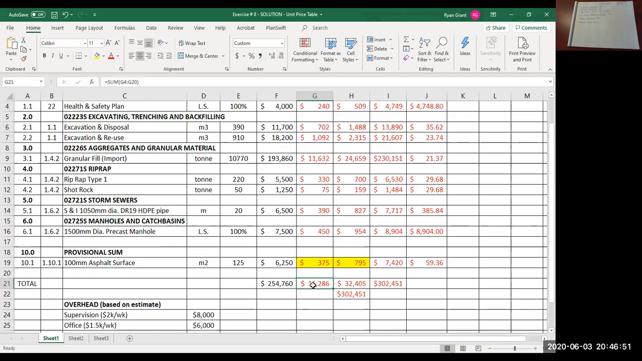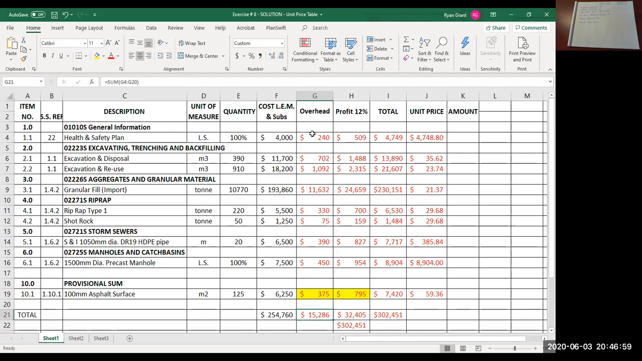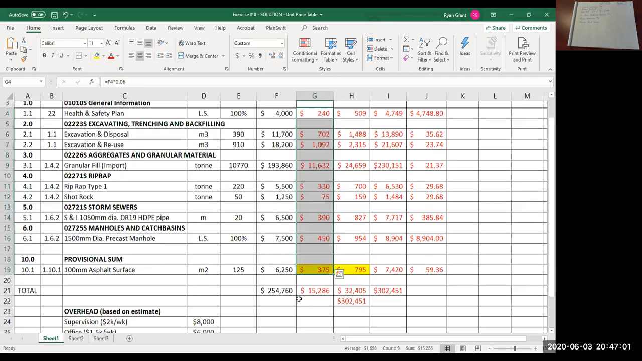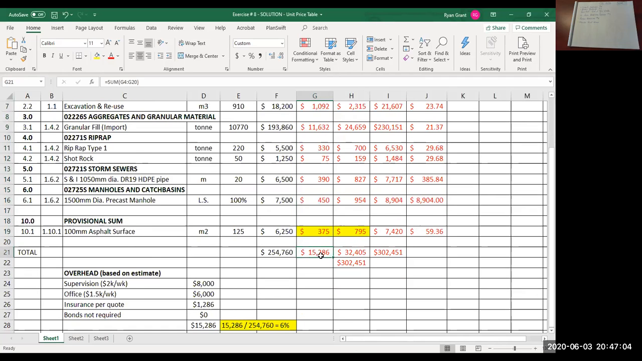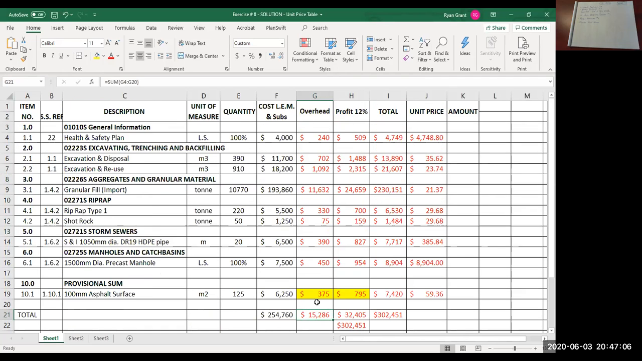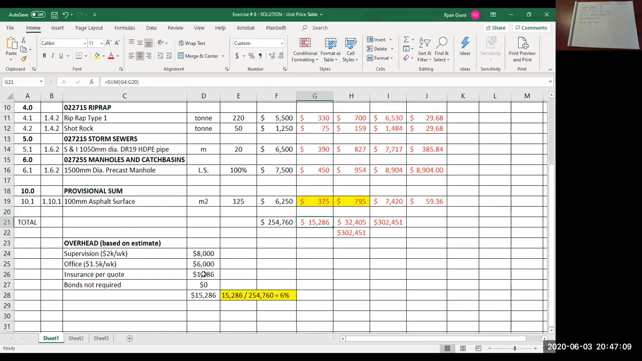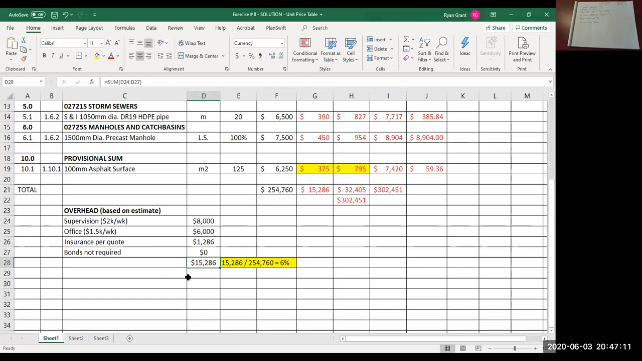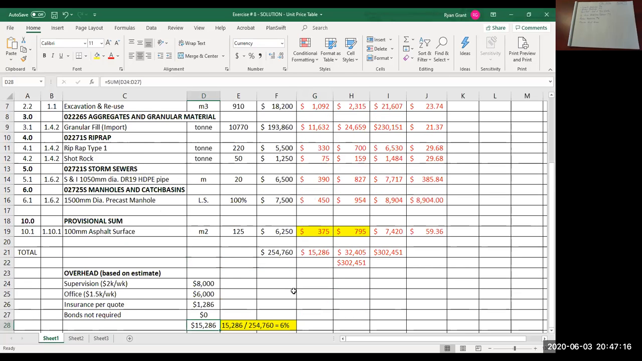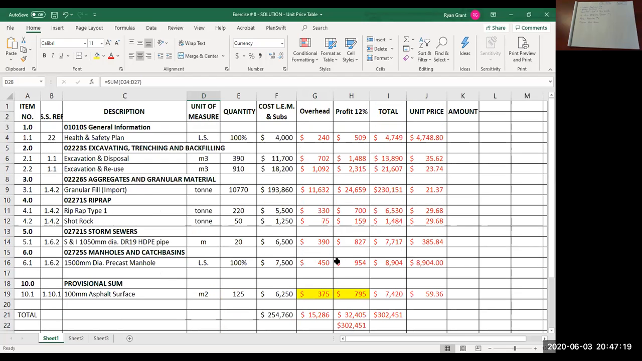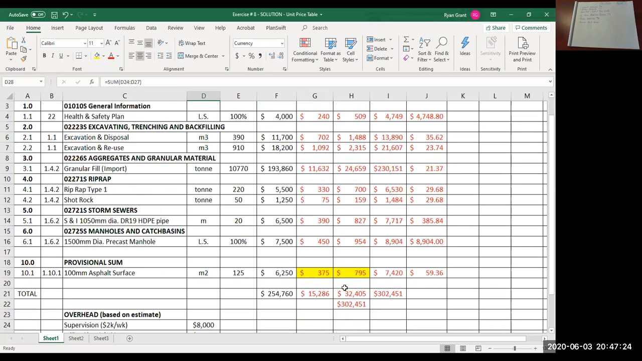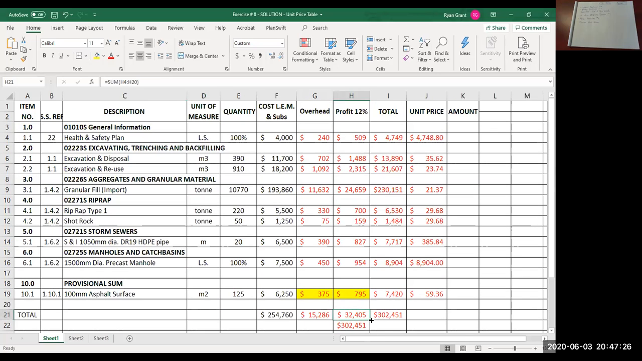It's important, at the bottom, once you've done all of your calculations and you're finished, to sum up your individual columns. So 15,286, that's my overhead. That number should match the overhead in our estimate down here. Similarly, yeah, you could total your profit to see what the total profit is.